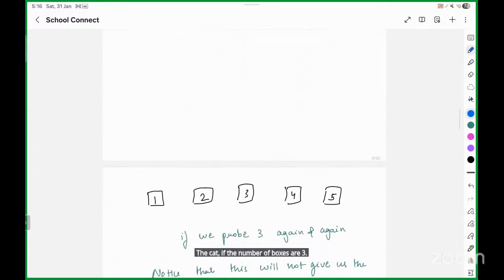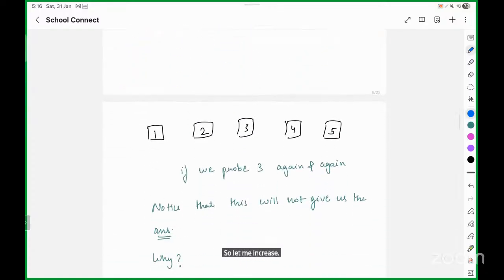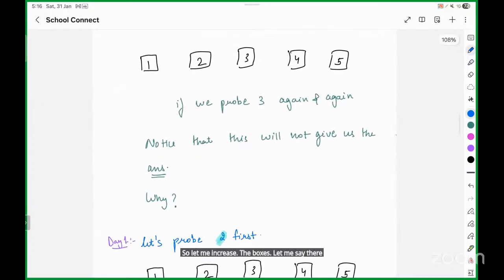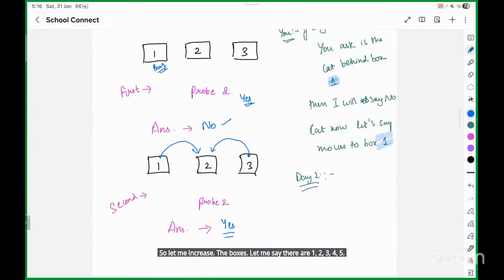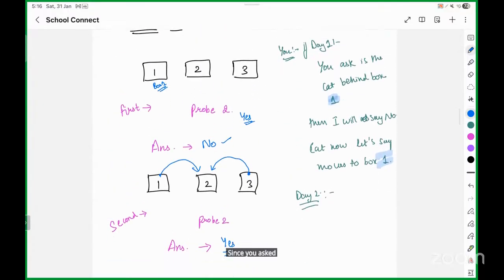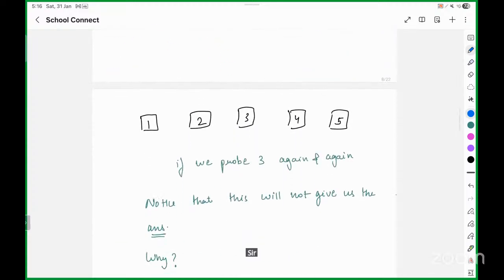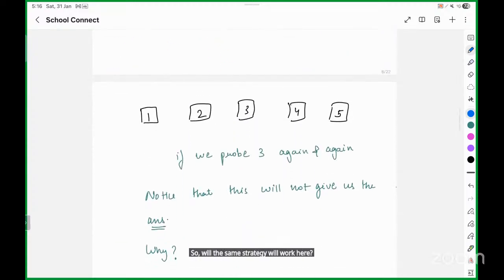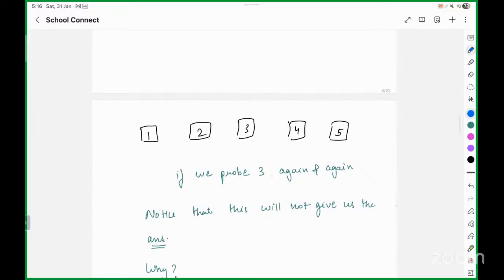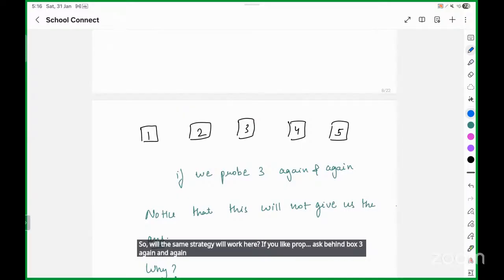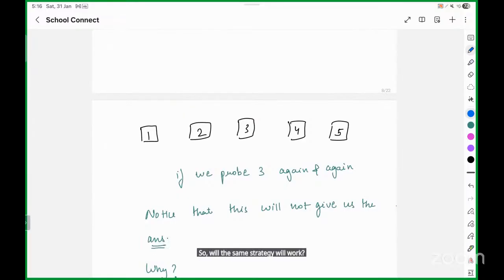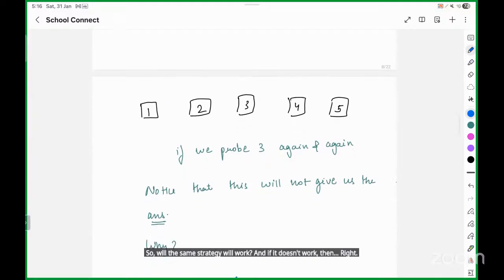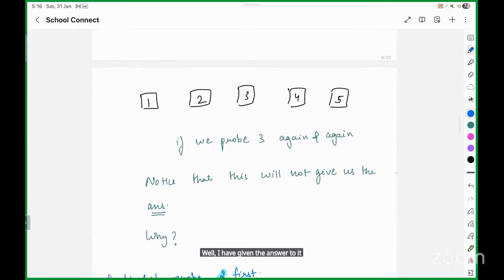So let me increase the boxes. Let me say there are 1, 2, 3, 4, 5. Since you asked the middle box 2, will the same strategy work here? If we ask behind box 3 again and again, whether the cat is at box 3 or not, will the same strategy work? And if it doesn't work, then why? Well, I have given the answer that it will not work.